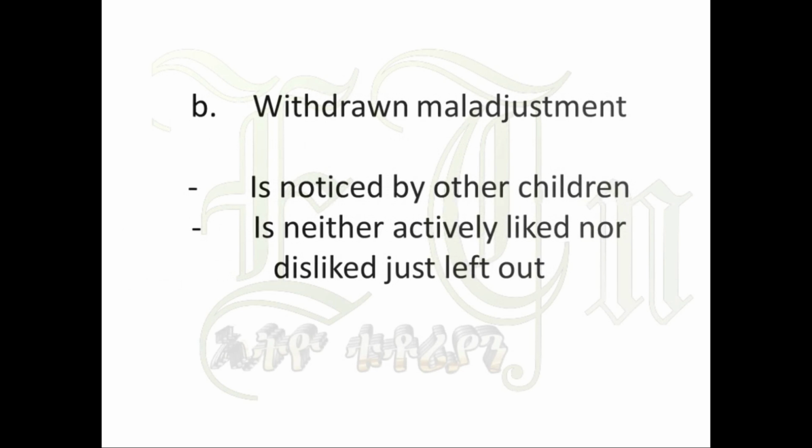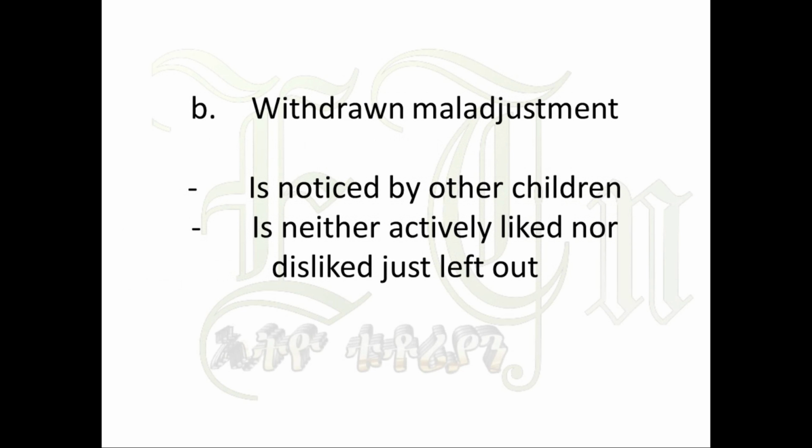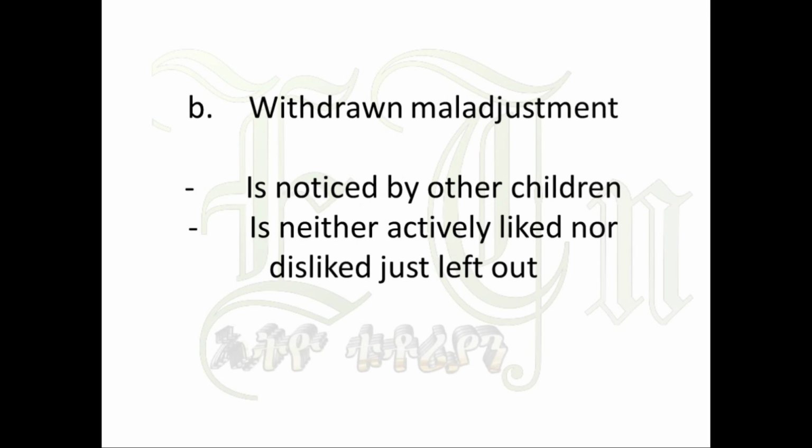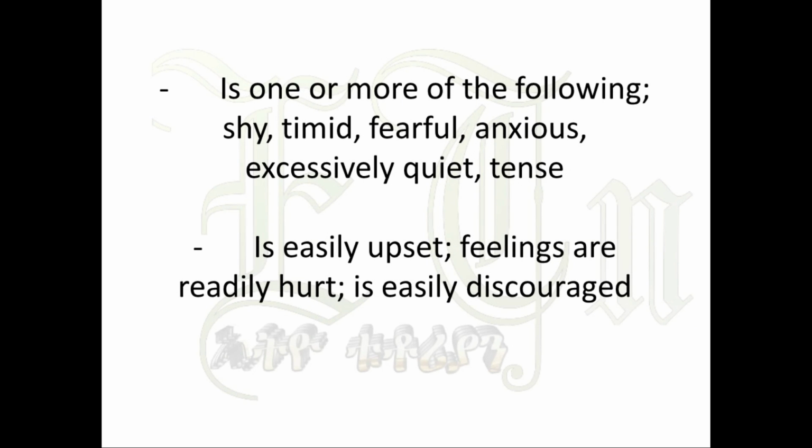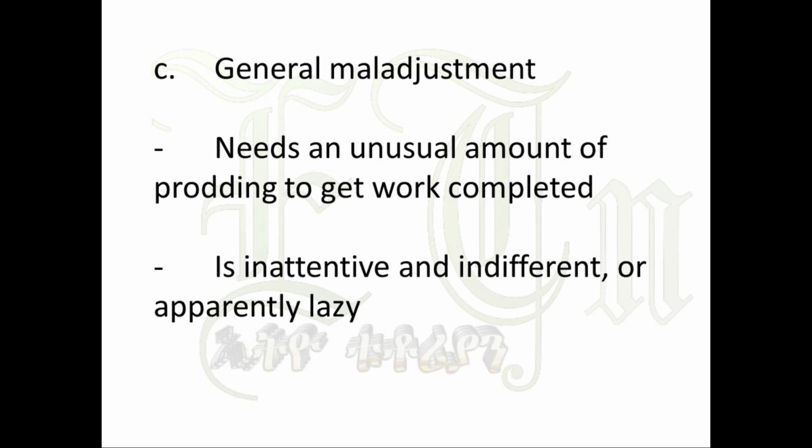B. Withdrawn maladjustment. Is not noticed by other children. Is neither actively liked nor disliked, just left out. Is one or more of the following: shy, timid, fearful, anxious, excessively quiet, tense. Is easily upset. Feelings are readily hurt. Is easily discouraged.